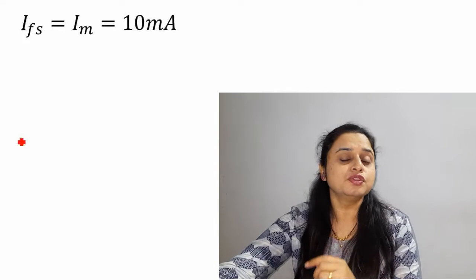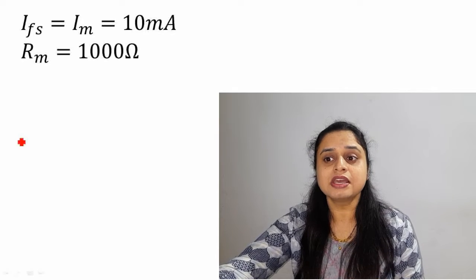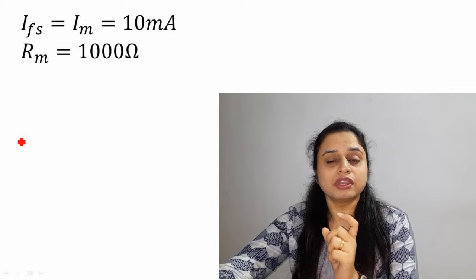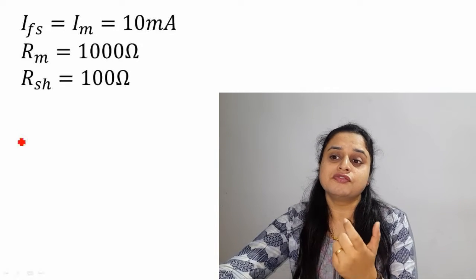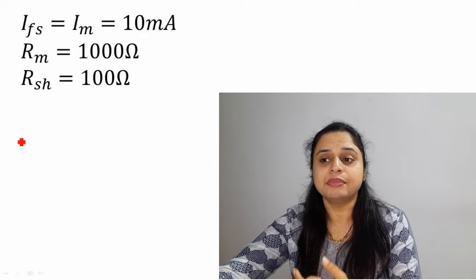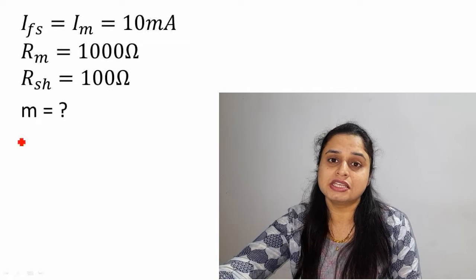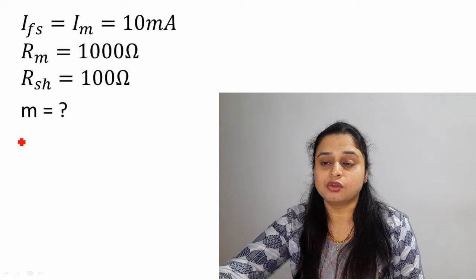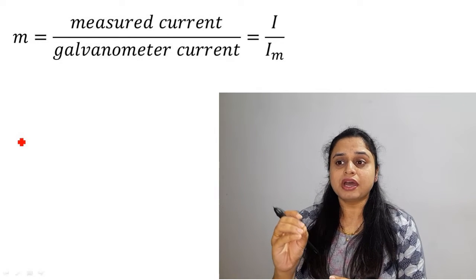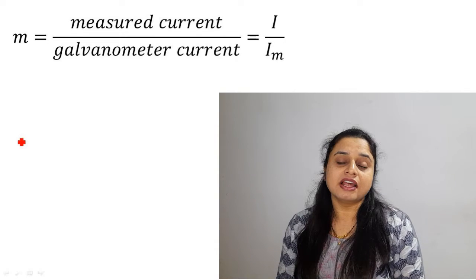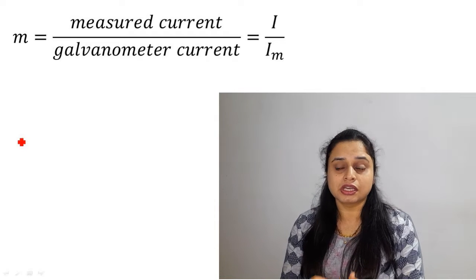So what is given? The full scale value of the current, that is the meter current, is 10 milliamperes. Meter resistance, which we denote as Rm, is given as 1000 ohms, and the shunt resistance, which we connect in parallel with that ammeter, is given as 100 ohms. We have to find the multiplying factor M. In the numerical, the multiplying factor is given by the measured current divided by the galvanometer current.